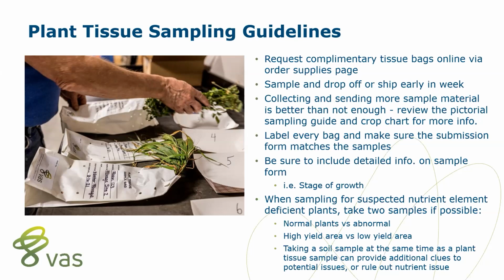You want to allow some air circulation. You don't need to cram them in there too tight so nothing can breathe. And like Chris stated earlier, I'll commonly take 2 samples if I see normal plants versus abnormal plants, if there's high yielding or low yielding areas. It's important to look out for, and you can always take more samples, the better. You don't want to have samples that look different and skew your overall judgment of what the field is.